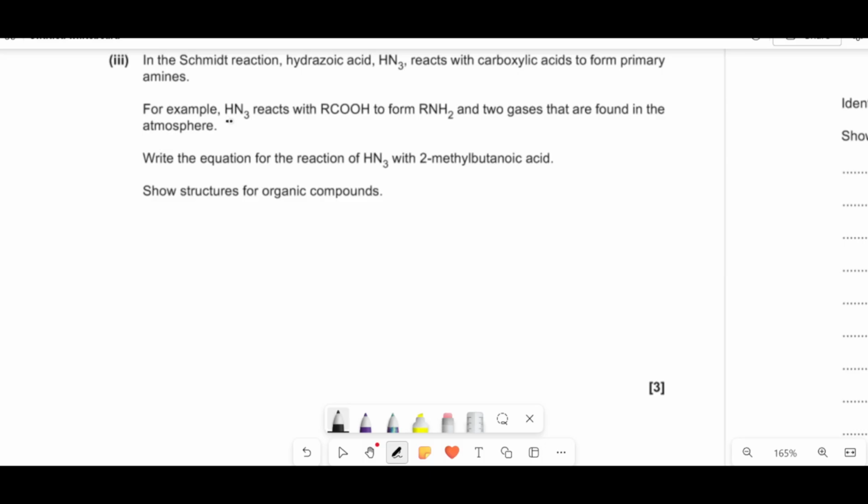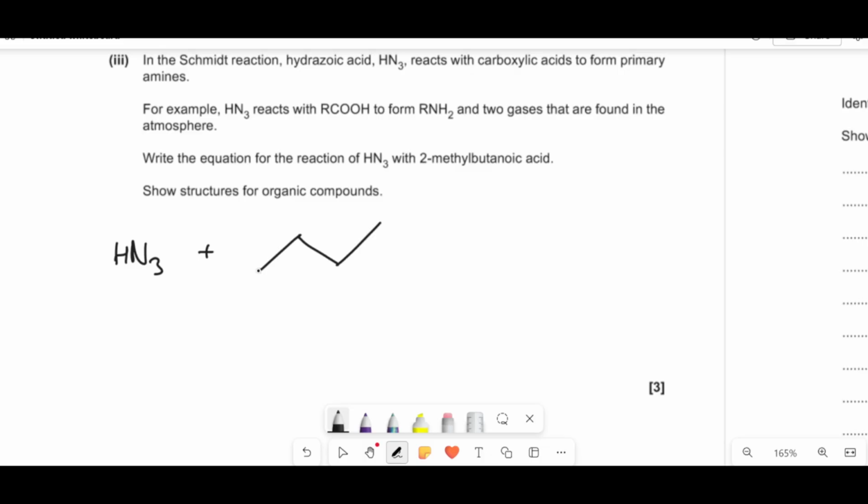For example, HN3 reacts with this to form RNH2, and two gases that are found in the atmosphere. Write an equation to show the reaction between this and this. Start by doing the basics, right? So we're reacting HN3. It's easier to do with skeletal formulae, but if you can't, I appreciate it because I do think they're a bit ugly sometimes.